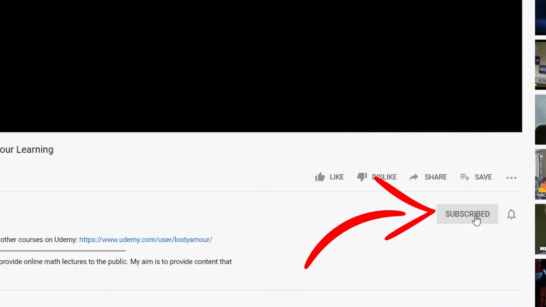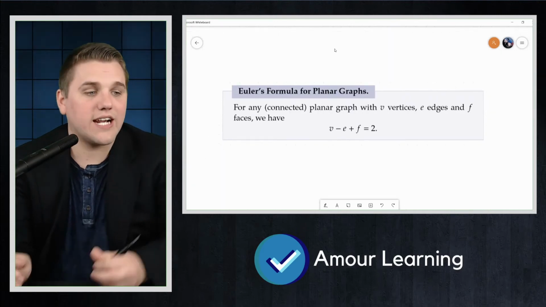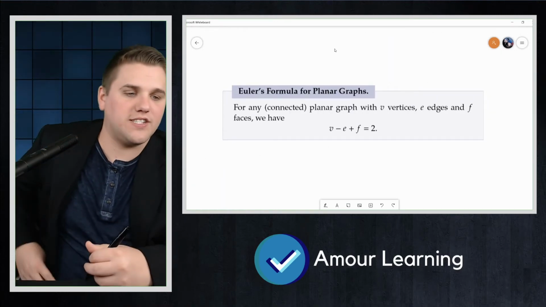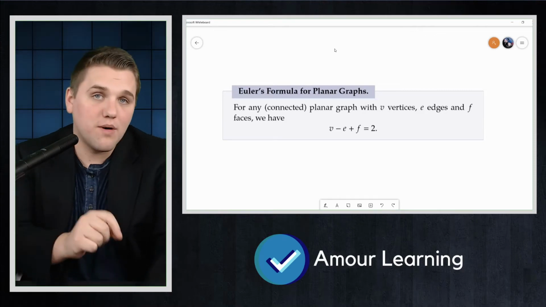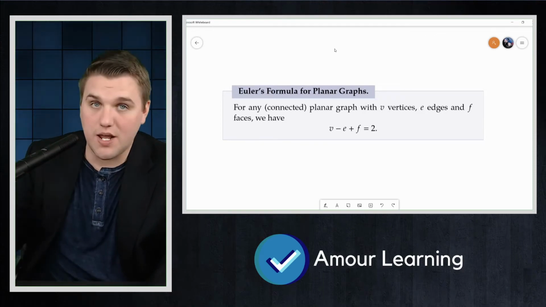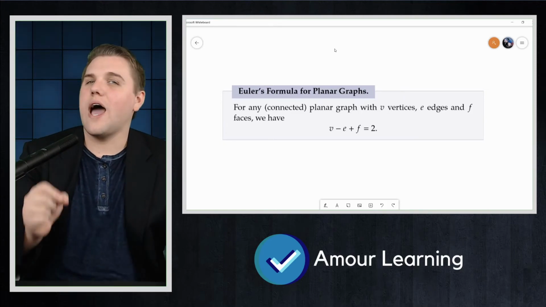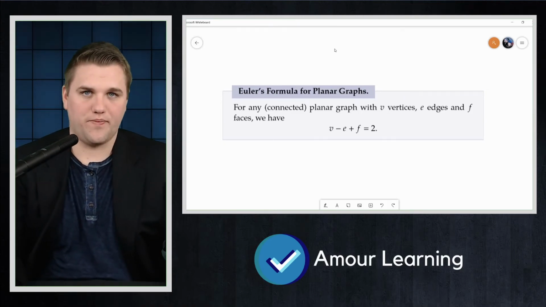For any connected planar graph with V vertices, E edges, and F faces, we have that the number of vertices minus the number of edges plus the number of faces is always 2. Why is Euler's formula true?